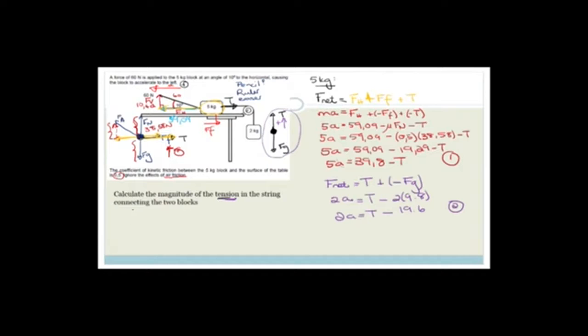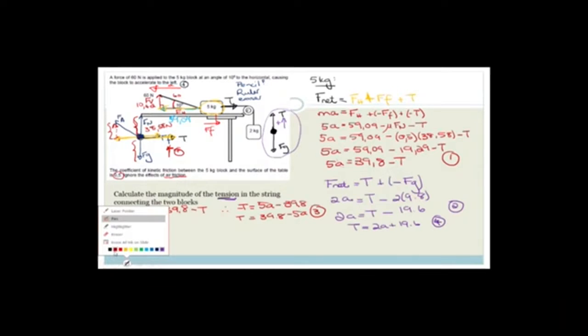So let's write them out. It becomes 5a is equal to 39.8 minus T. Actually, I've changed my mind. I'm going to solve both of them for T. Therefore, minus T is 5a minus 39.8, so T is going to be 39.8 minus 5a, and we're going to call this equation 3. And then if we go back to this color, we have T is equal to 2a plus 19.6, and that's equation 4. So what we're going to do is equate equation 3 and equation 4.